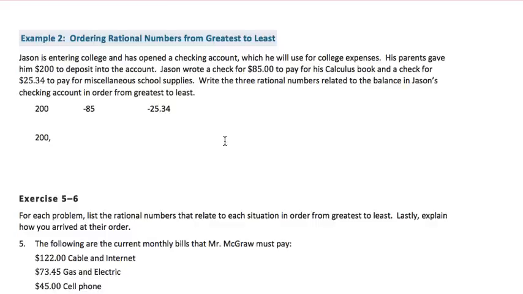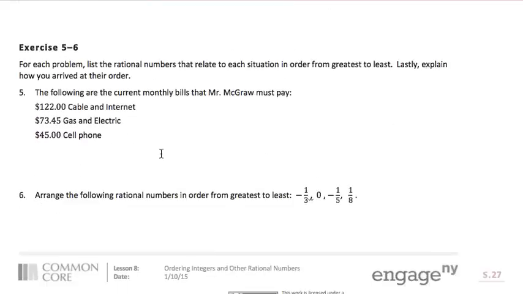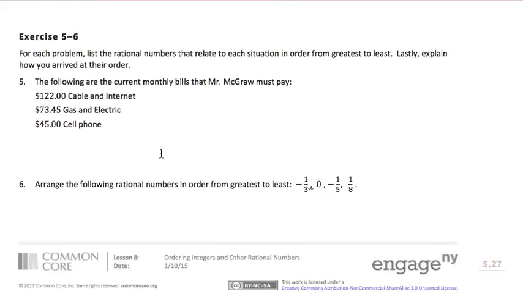And then as we move to the left of 0, remember when you count to the left of 0, you start at 0 and go to negative 1, negative 2, negative 3, negative 4, negative 5. And as we continue in that pattern, we're going to encounter negative 25 and 34/100ths first. And then continuing to the left, we'll encounter negative 85. So in order from greatest to least, 200, negative 25 and 34/100ths, and then negative 85. And in exercise 5 and 6, we'll practice that.